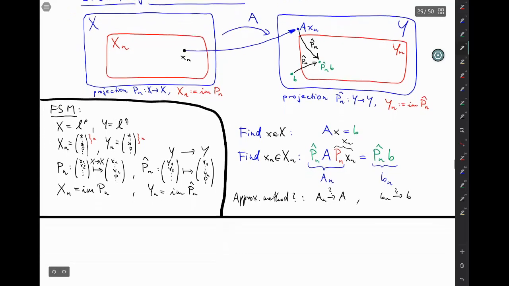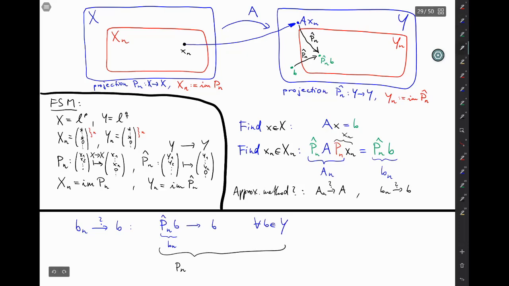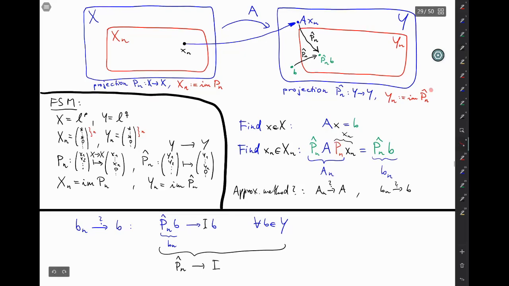Let's start with the second question. Well, bn was just our abbreviation for this expression here, pn hat B. And we need this to converge to B for every right hand side in our space Y. But in operator language, this expression here means nothing but pn hat converges strongly to the identity operator, because you can of course squeeze the identity in here without changing the meaning. So let's add this to our assumptions that we have to make at the very beginning.